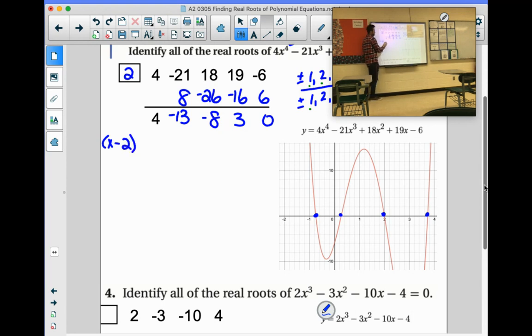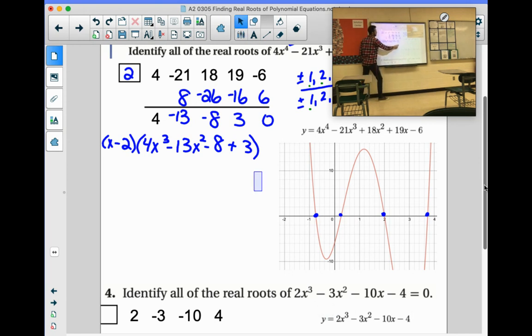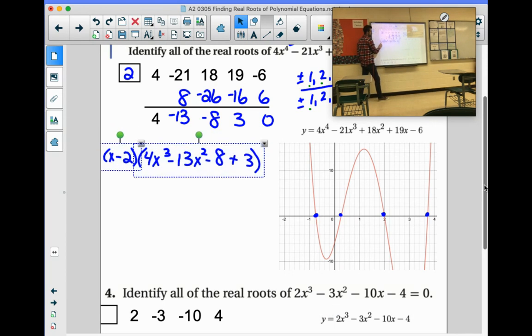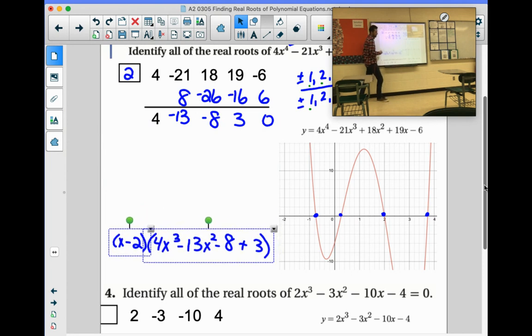And the other factor would be 4, let's see, this was x to the fourth, so it would be 4x to the third minus 13x squared minus 8x plus 3. So those would be our 2 factors so far. But I bet we can go further.